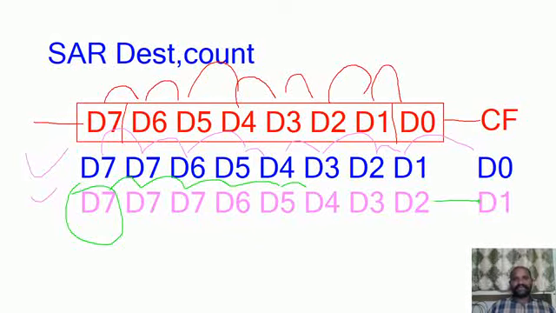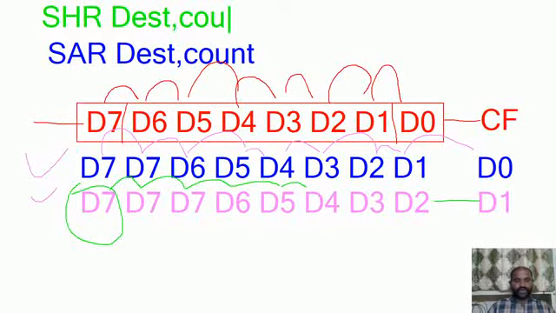The difference between the SHR and the SAR. In case of the SHR, the syntax is going to be the same: SHR, destination comma count. In case of the SHR, the MSB is going to be filled with 0 on every shifting operation.